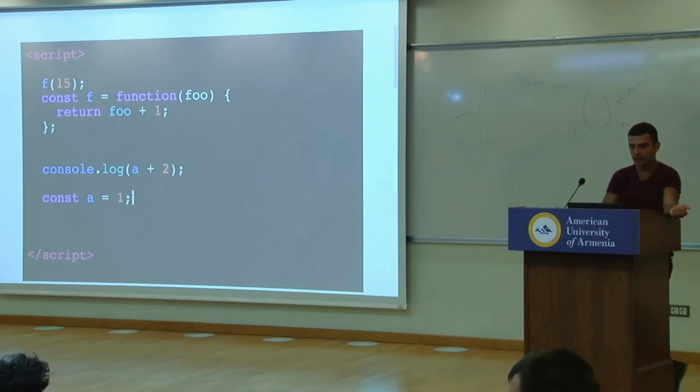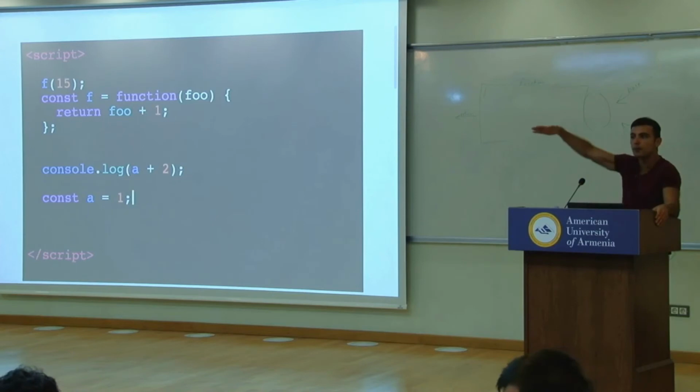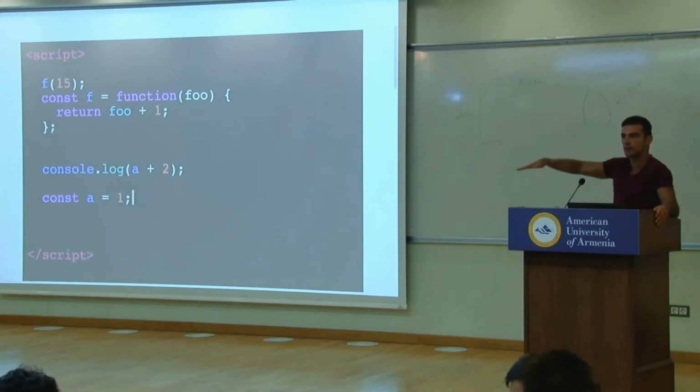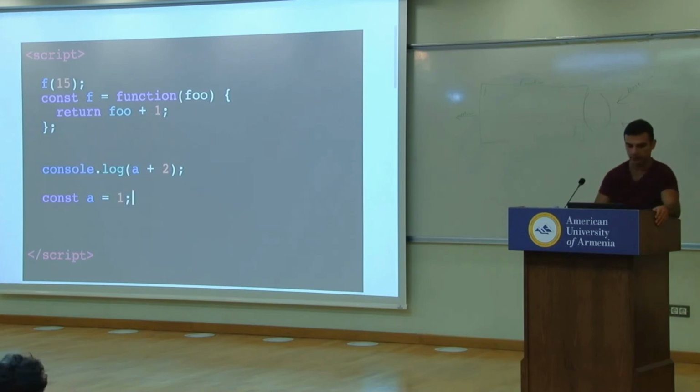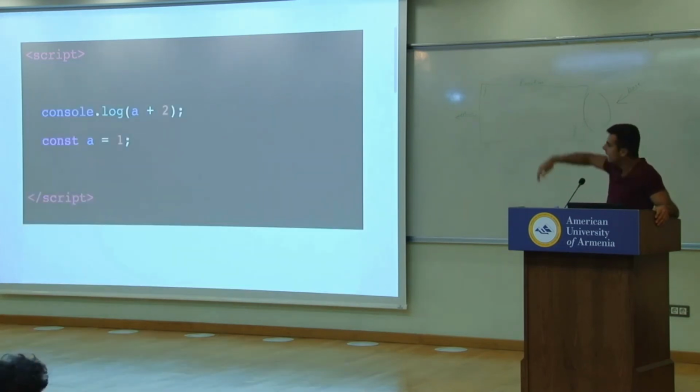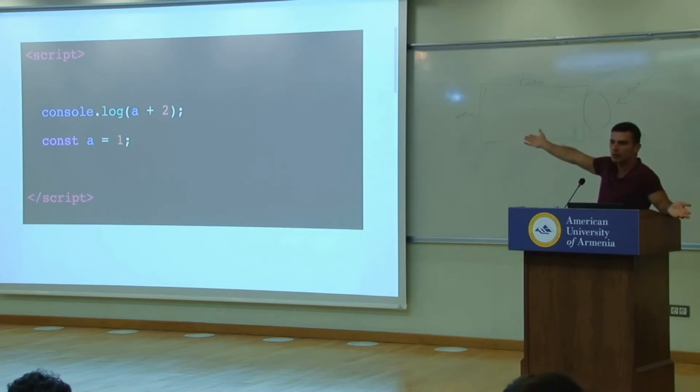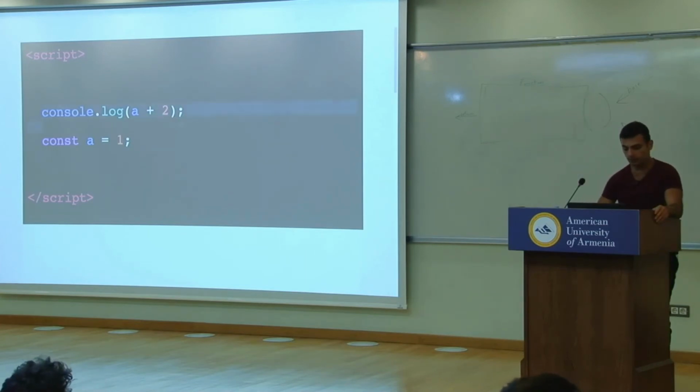Is that intuitive? Why? The variable has not even been created yet, right? Remember, code executes like this. So forget the function stuff for now. It starts from the top and it goes down, and it sees A. What is A? We've never seen A. We don't know what A is. Error, right?